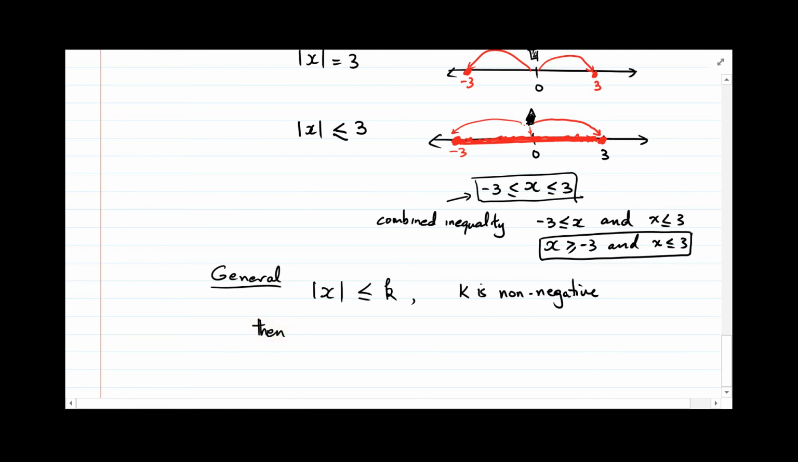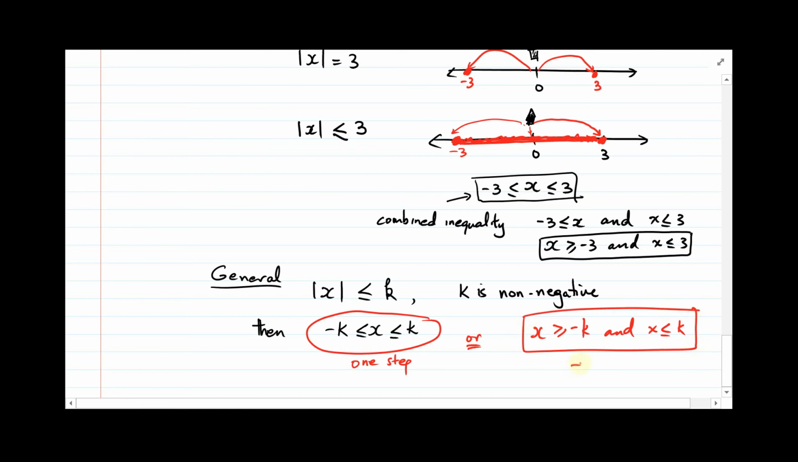Then this can be written either in one step as -k is less than or equal to x, which is less than or equal to k, or in the combined inequality method, where, so one step, sorry, this is a one-step approach, or we get a two-step approach. x is greater than or equal to -k, and x is less than or equal to positive k. Okay, so a two-step, two parts.